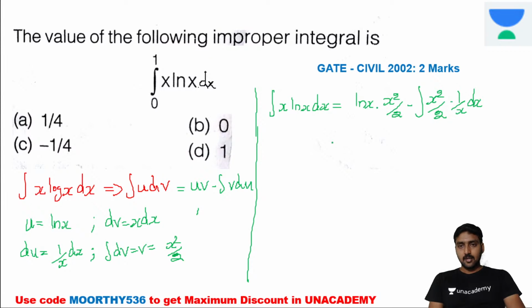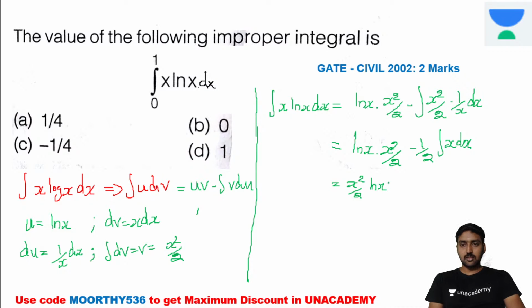Look at this condition. Now it's logarithmic of x into x squared divided by 2. Now the x and x square cancel, it's minus 1 divided by 2, integration of x into dx, which is equal to x squared divided by 2 logarithmic of x minus x squared divided by 4. Is it clear now? Now by applying the limits, we are converting the indefinite integral into the definite integral.